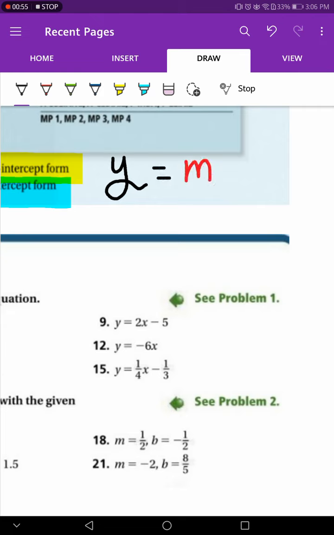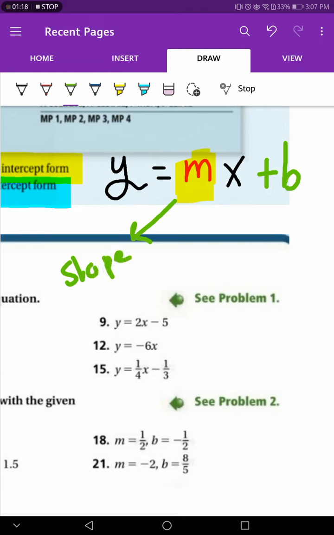mx plus b. So this is the general form of the slope-intercept form, where m is the slope and b is the y-intercept.